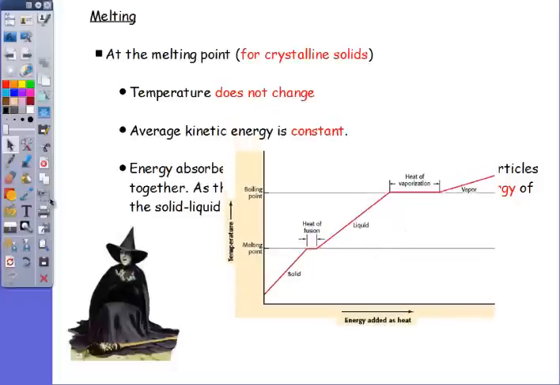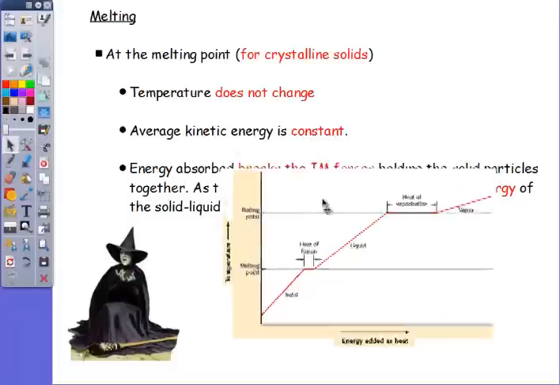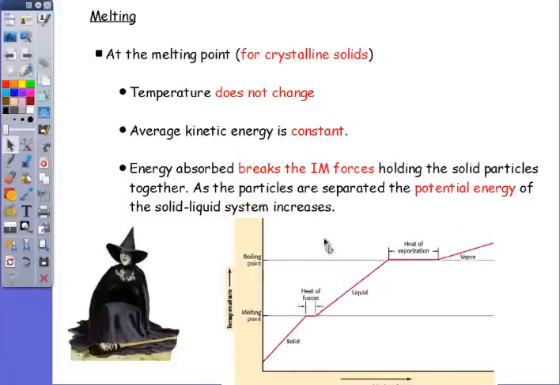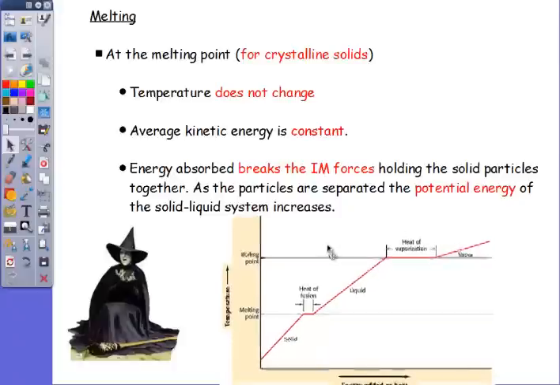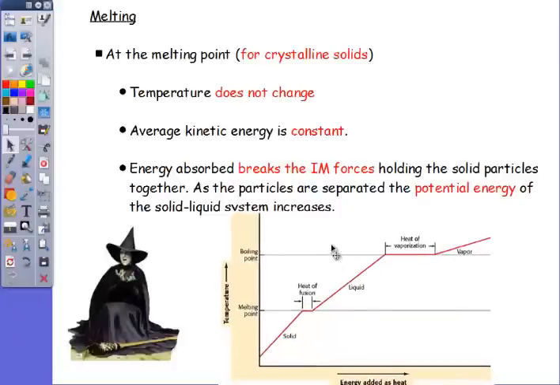So oftentimes students look at this graph and they go, well, Ms. Betcha, this doesn't make sense. I'm adding more energy, but my temperature is not changing. Well, if I'm not changing kinetic energy, then I have to be changing potential energy. And that's what's happening with this phase change. As I add energy, that energy is being used to pull those particles apart. So the potential energy is what is actually changing here.